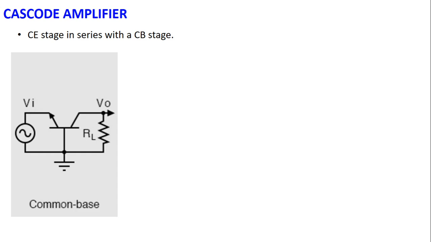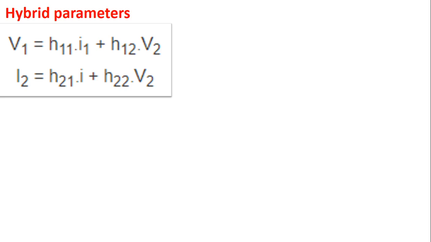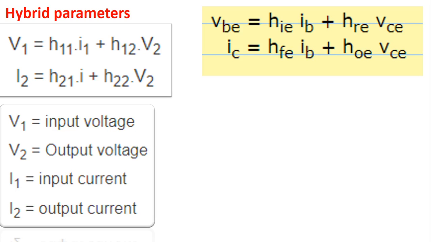Okay, today we will see Cascode amplifiers. But before that, just a quick reminder that we had seen in the last class the different hybrid parameter equations. Okay, and what is the use of hybrid parameter equation in modeling a BJT?